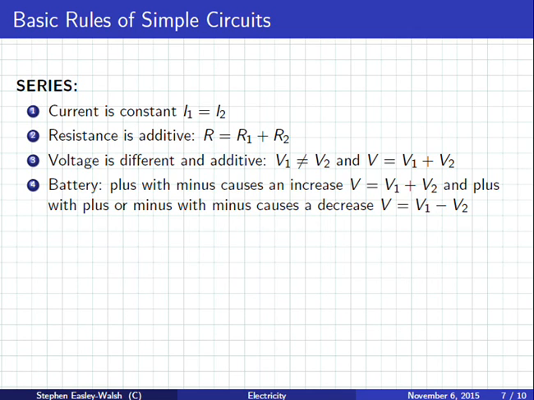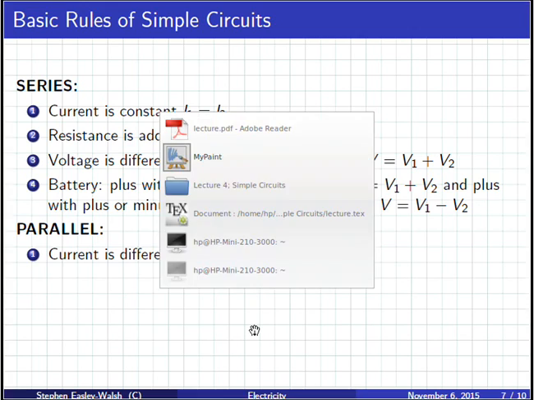So, when it's in series, the current is constant. So, let me draw what that means. For example, if you have something like this, the current here is the same as here. It's the same as here. So in series, the current is constant. I1 equals I2. This is like I1, this is like I2. They're all the same. Okay? That's fair enough?